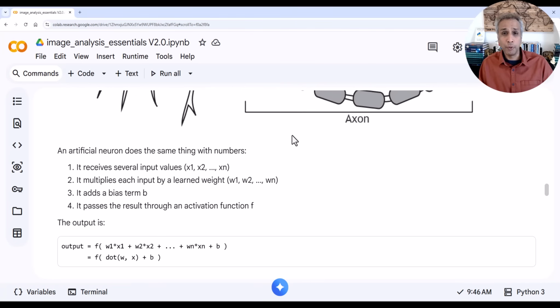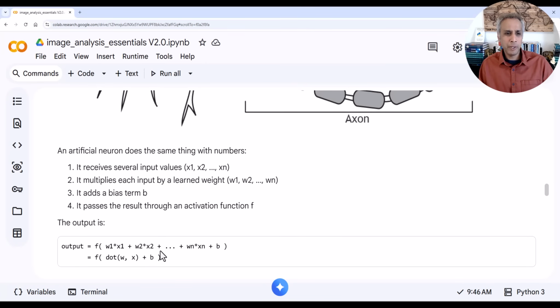That's it. That's your output. You may be thinking this is no different than a linear equation. This is literally a linear equation: AX plus BY, or AX1 plus BY1 plus BX2 plus CX3, whatever. This is a linear equation plus a constant, right?